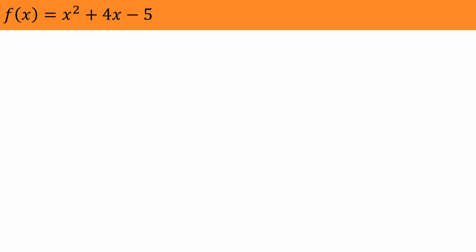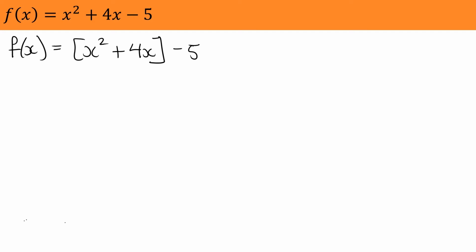Okay, so what we're going to do here is complete the square on this function, and to do this we are going to first isolate the first two terms and put those in square brackets. The next thing I'm going to do is half the coefficient of the x term. So I'm going to get f of x equals x plus 2 squared.